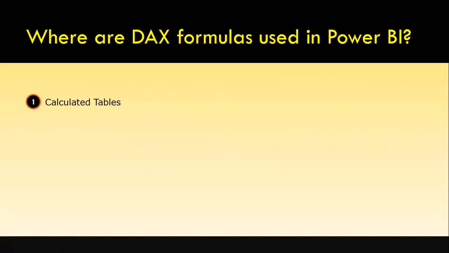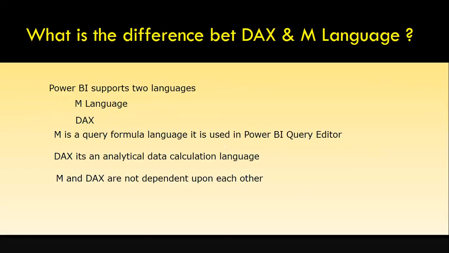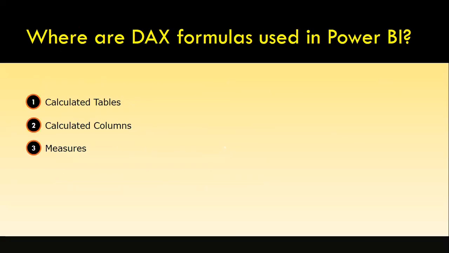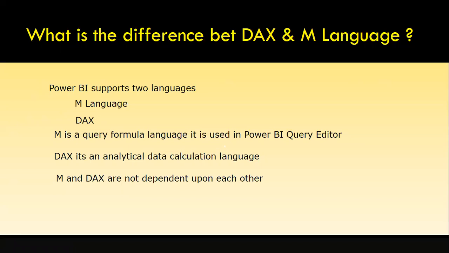So where are DAX formulas used in Power BI? In all these three places: calculated tables, calculated columns, and measures. These are the three places where we use DAX formulas. What exactly are calculated tables, calculated columns, and measures? We'll take a look at it a little later. Before that, let us understand a few more fundamental things.